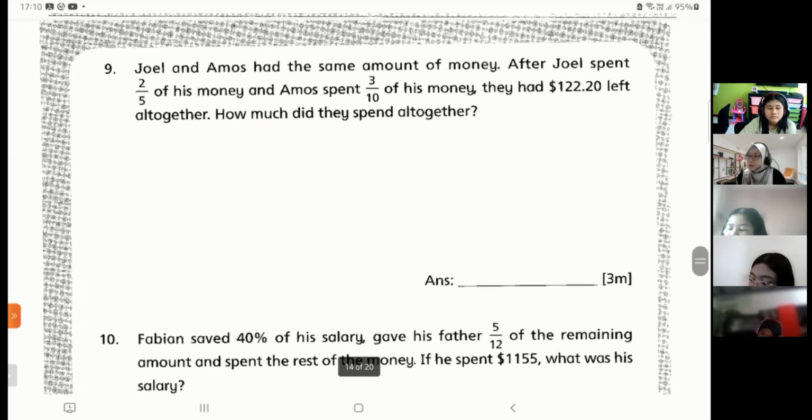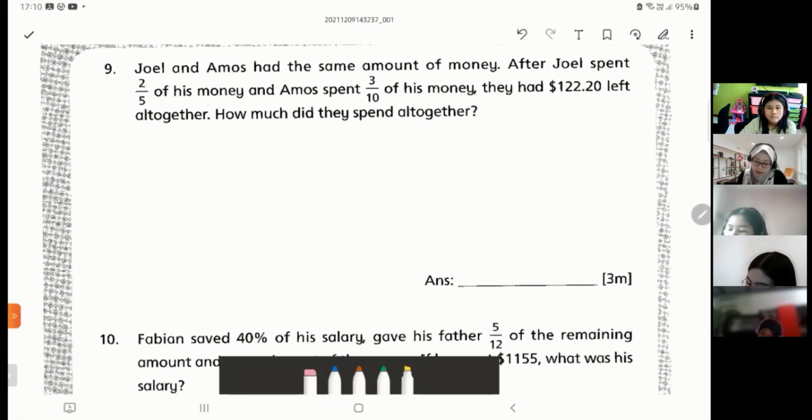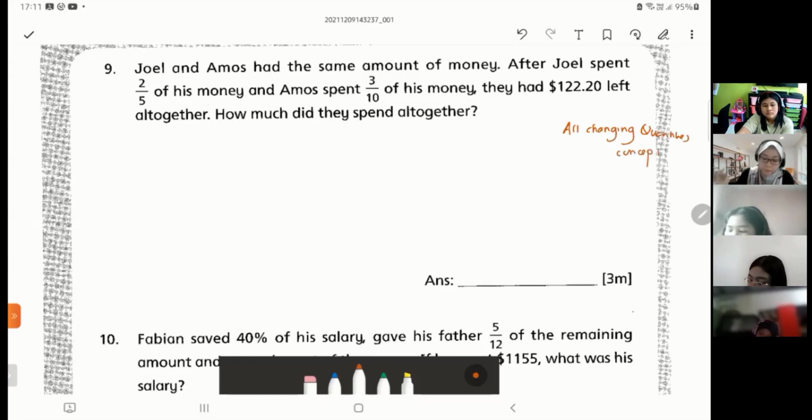Next, number 9. This one is all changing quantities concept. Let me write down all changing quantities concept. Okay, so for this question, Joel and Amos had the same amount of money. Okay, this is what they have before anything happened. B means before. I'm going to identify the B, the C, and the A. B means before. C means change. A means after. Before, change, after. I indicate it as B, C, A.